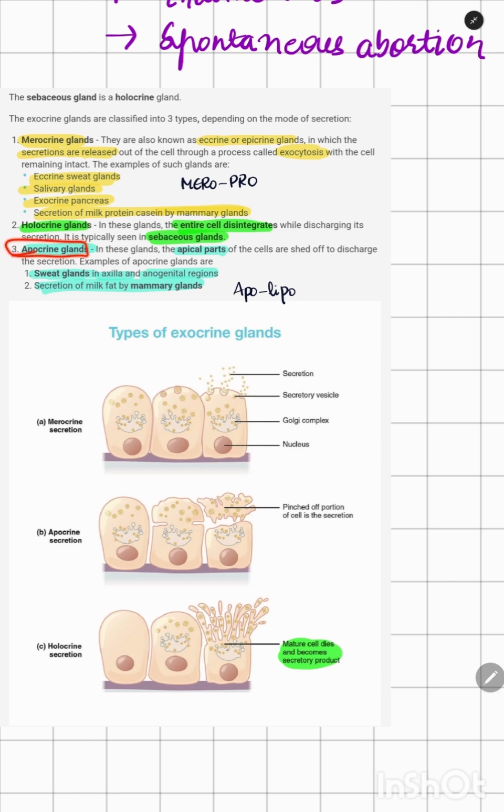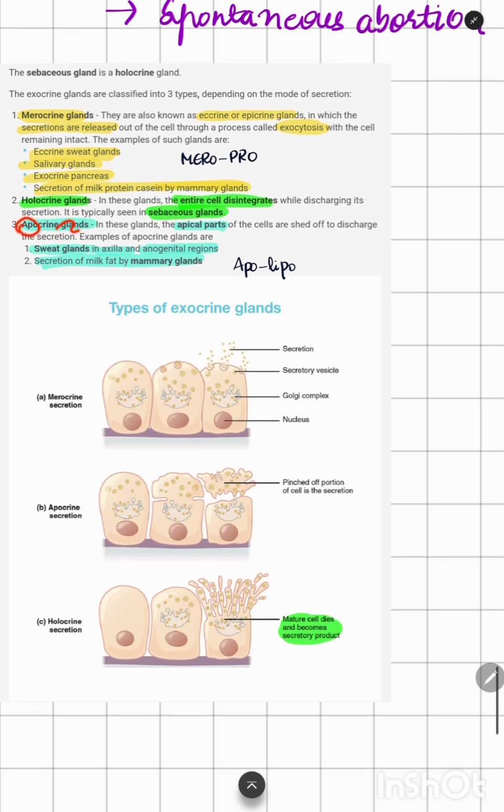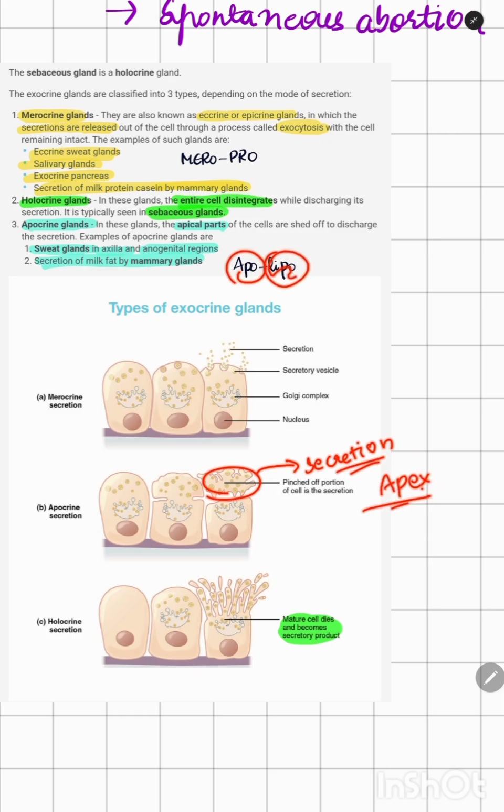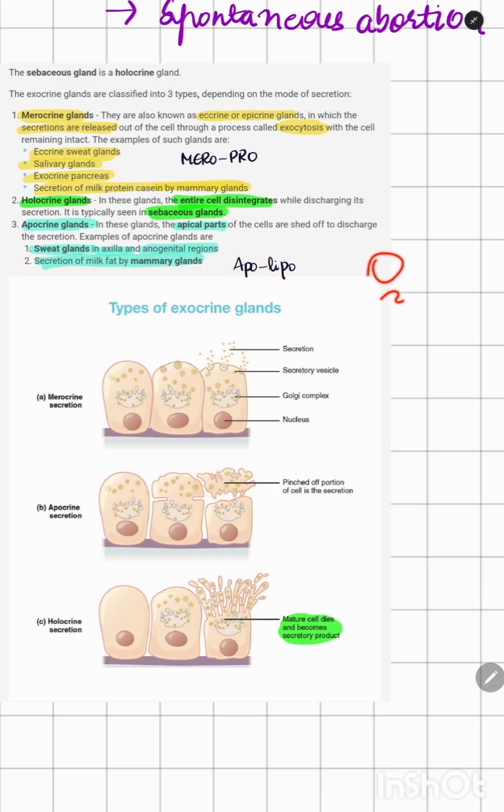Then comes apocrine glands. Apocrine gland, the name itself suggests apo means the apical parts of the cells are shed off to discharge the secretion. The apex will be shed off to help in secretion. Apex, okay, and apo sounds like lipo. So the secretion of milk fat by the mammary glands is an example for apocrine glands. Also, another way to remember is the apex of a body is having hair. So sweat glands in the hairy region like axilla and anogenital regions are also an example for apocrine glands, whereas eccrine sweat glands are an example for merocrine gland.